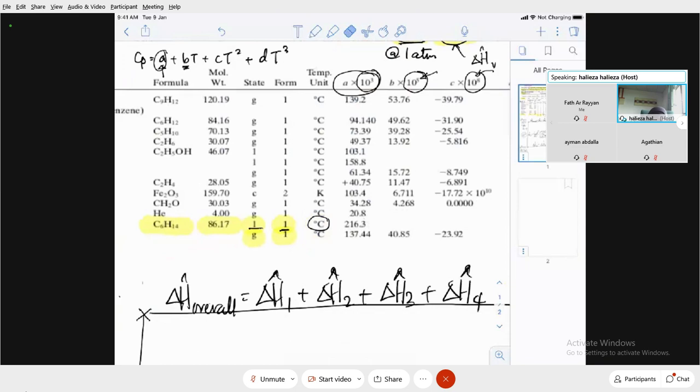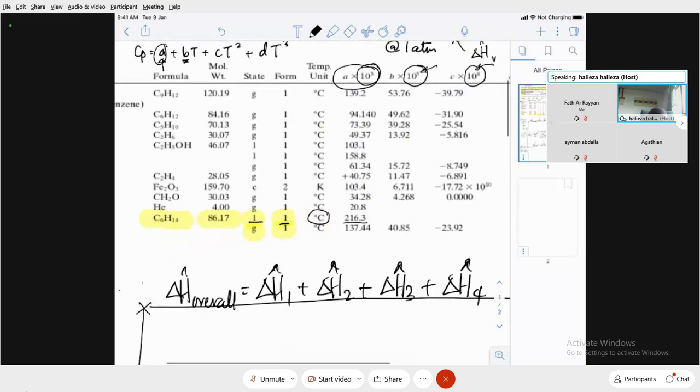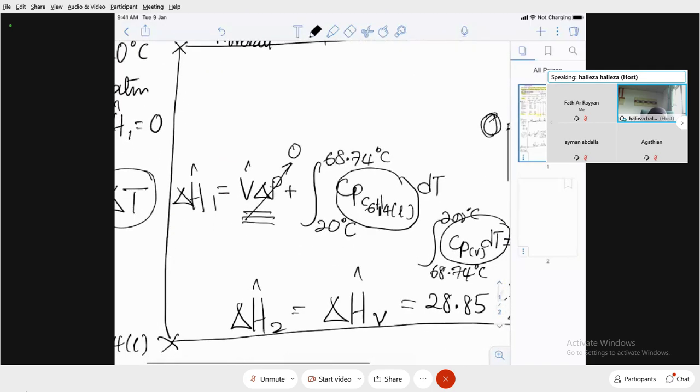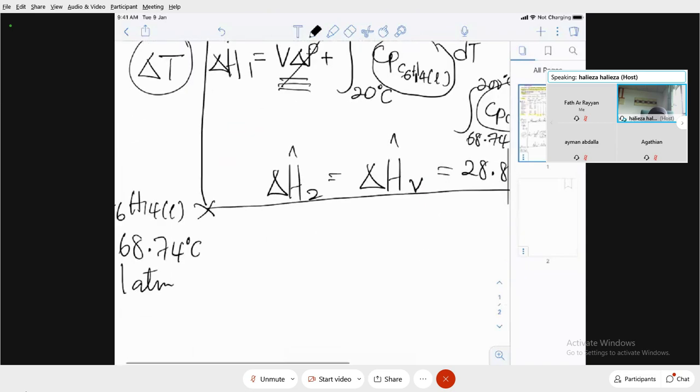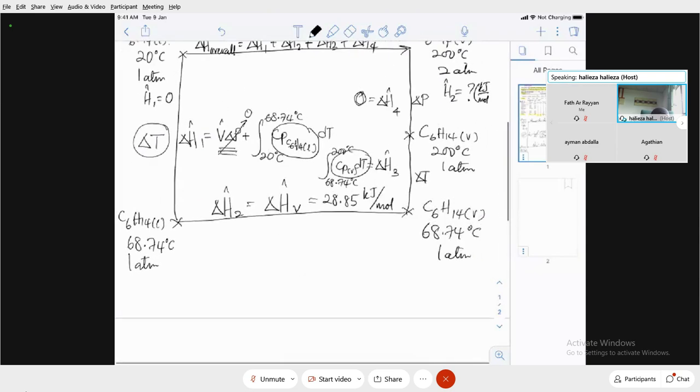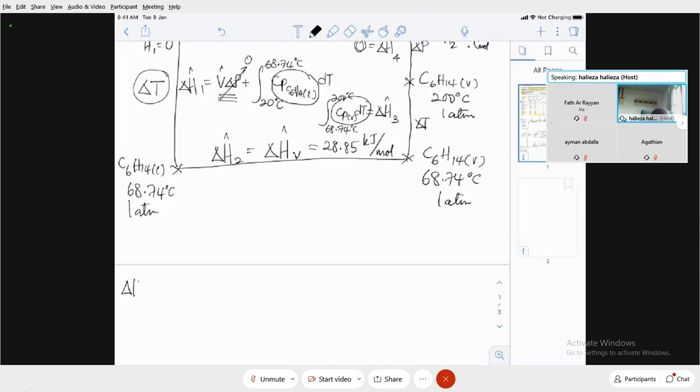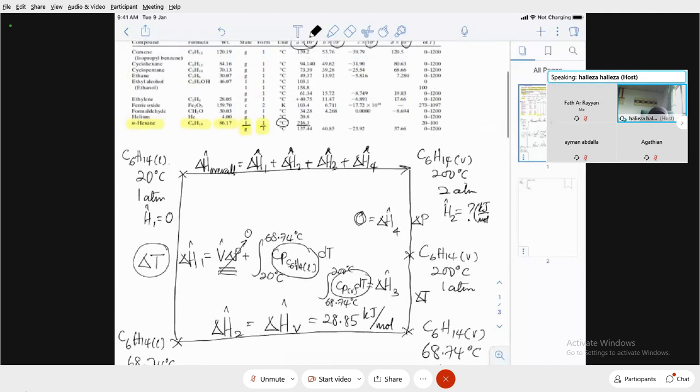Now we are looking at liquid. There's only one, that is your only one value. So if we write that, I'm going to write it somewhere here, letter H1, all over again, is equal to from 20 degrees C to 68.74. What was the value of A just now?